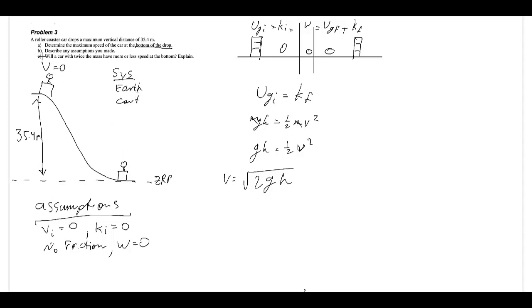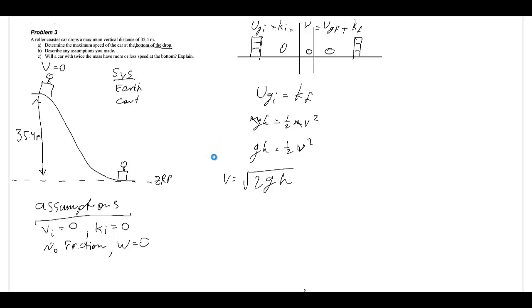And also, if you notice, will a car twice the mass have more or less speed? It will not, because in solving this problem, assuming all the energy is converted from gravitational to kinetic, the mass actually cancels out in the equation, resulting in mass having no effect on our problem. So the answer is it will be the same at the bottom because the mass is canceled out.